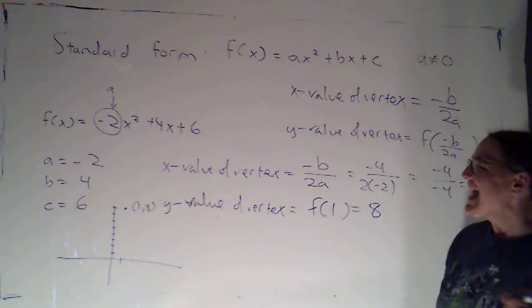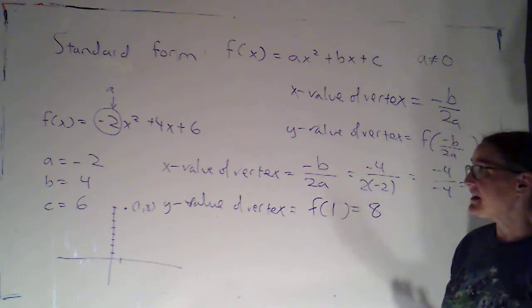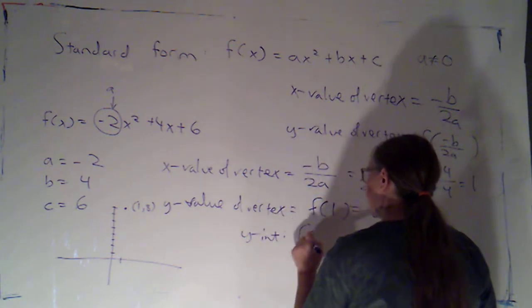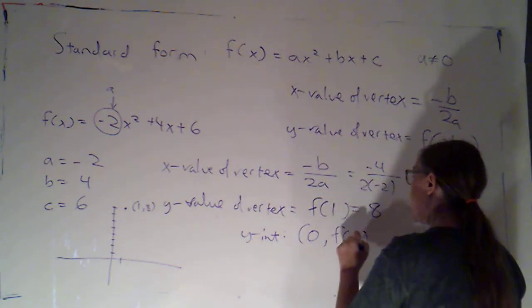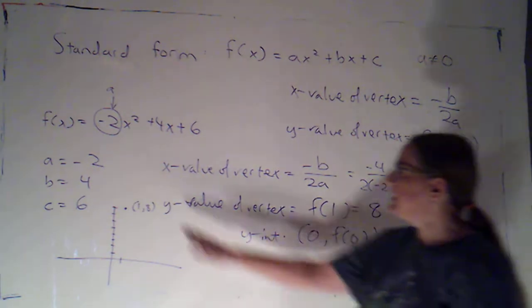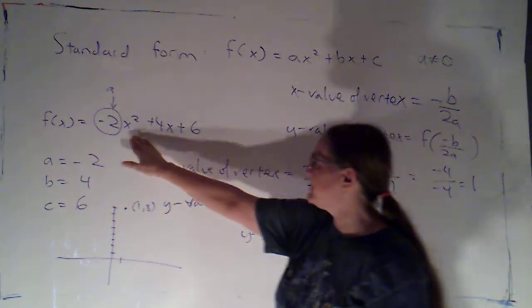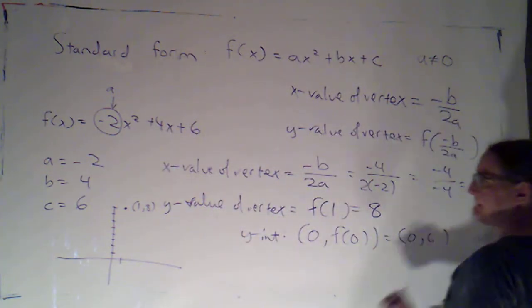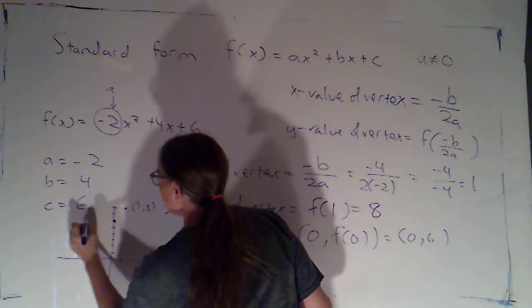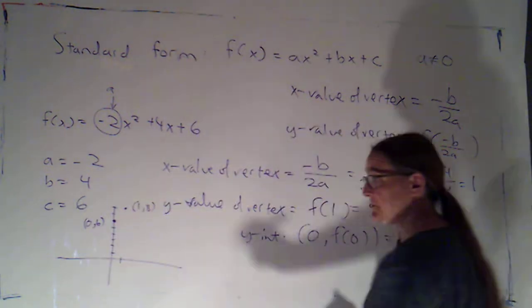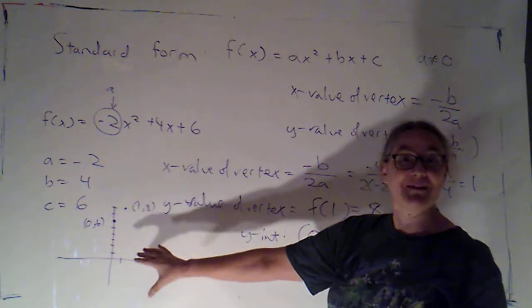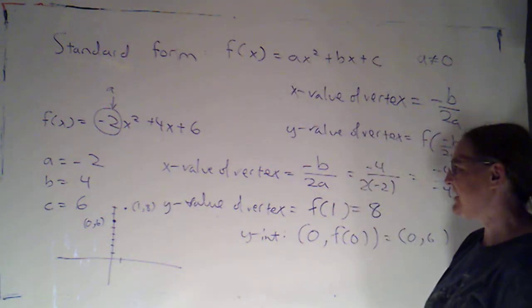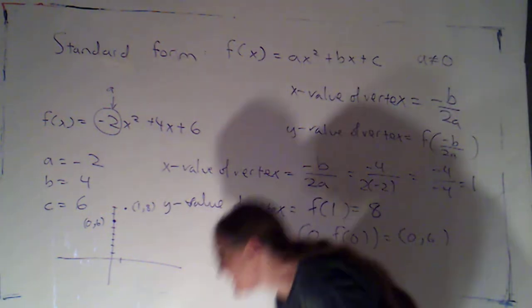Fabulous. Now, I can find the intercepts. The y-intercept is going to have an x value of 0, and the y value is just what I get when I plug in 0. Lovely thing about plugging in 0 in standard form is every term with an x in it gets killed off. I'm just going to get 0, 6. Notice that confirms what I already knew, which is that this should be opening down because this point is below here. So that vertex is a high point, which is great. And now I need to get the x-intercepts.